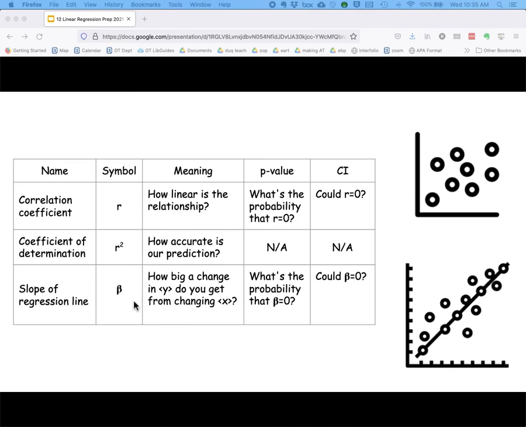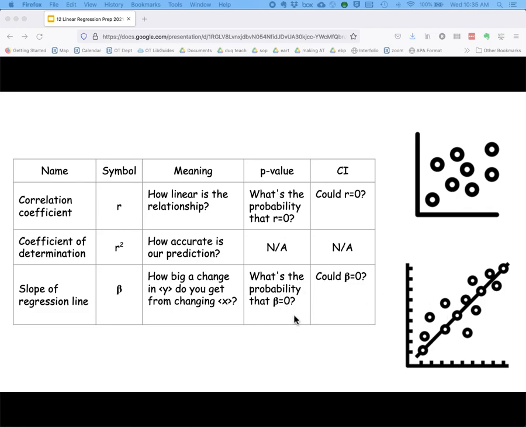Beta is the slope of the line. So that's this linear regression line. Beta is the slope, and it's telling you how big a change in y you see when you see a 1 unit change in x.